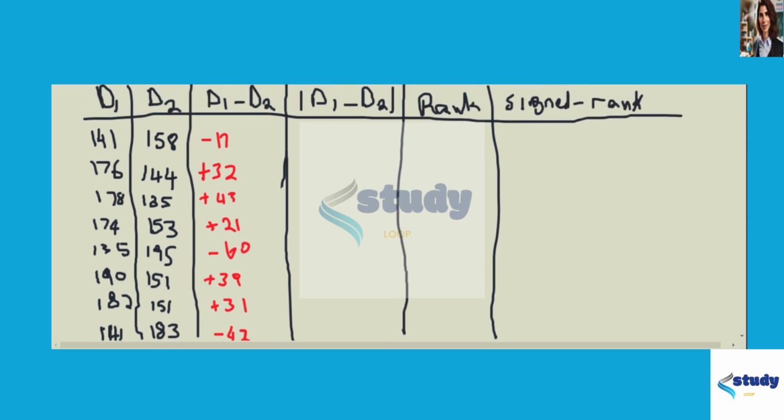The modulus of the difference: 17, 32, 43, 21, 60, 39, 31, 42.